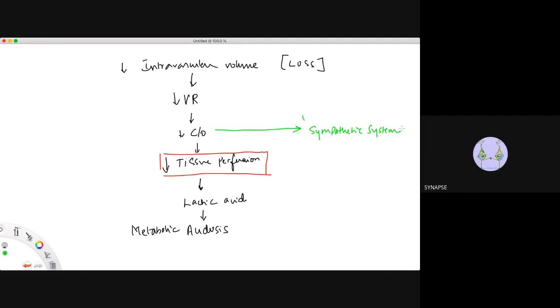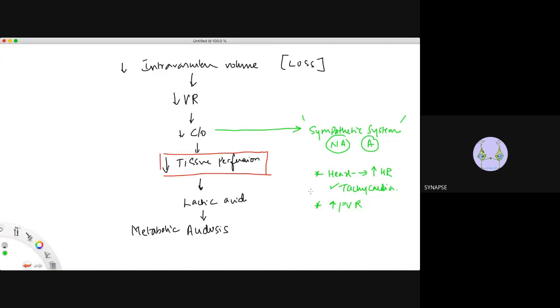So we have the compensatory mechanisms, that is the activation of the sympathetic system. Once the sympathetic system is activated, we know that there is release of noradrenaline and adrenaline. This will act on the heart. Adrenaline is going to cause increased heart rate. So it's going to cause tachycardia. So we know the first sign of hypovolemic shock is tachycardia. Then it's also going to act on the peripheral vessels. It causes contraction. So it results in increased peripheral vascular resistance.